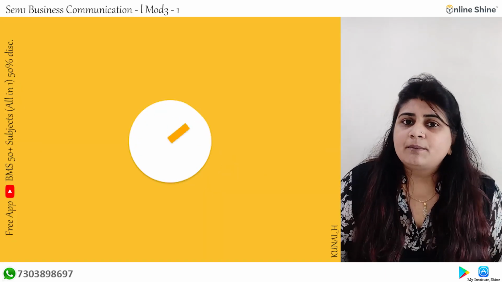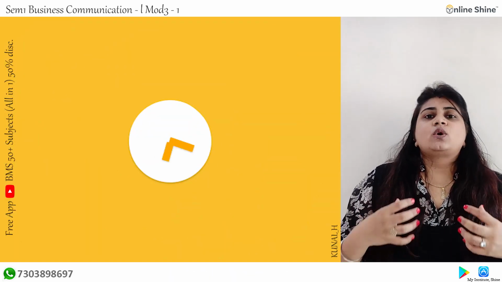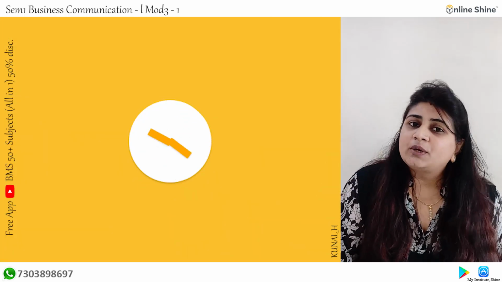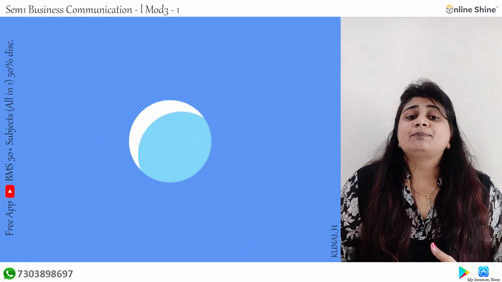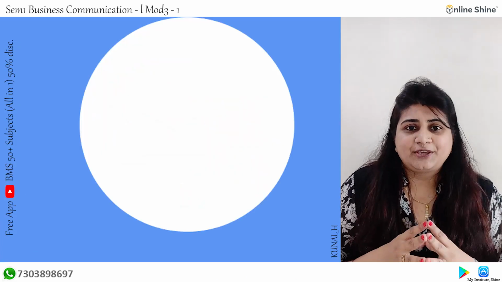So that we do later, but as moving on, we understand that body is the content of your letter, which highlights what exactly the sender wants the receiver to know. After you're done with the body, the sixth part is the complementary closure. Now, the complementary closure basically is a polite way of ending your letter.